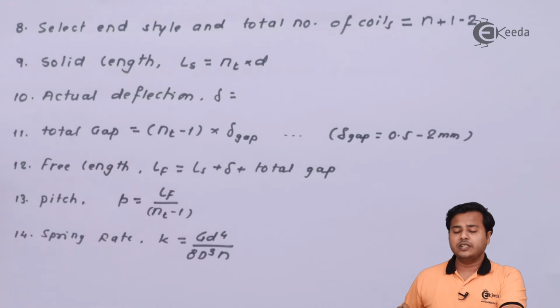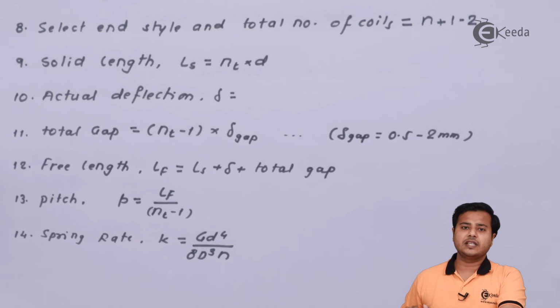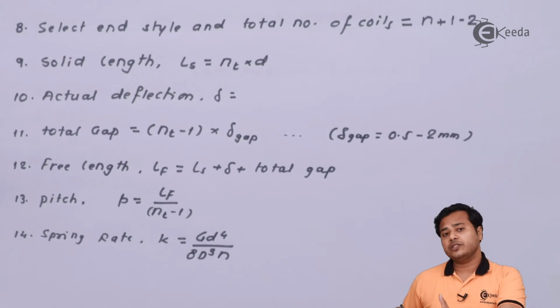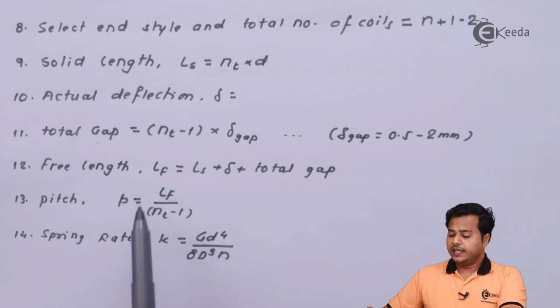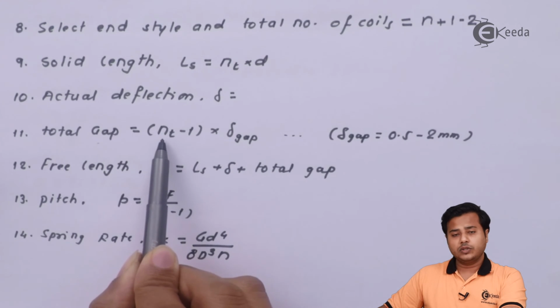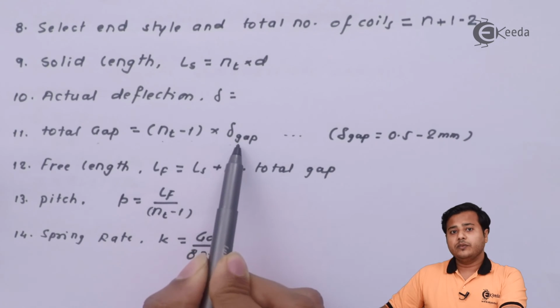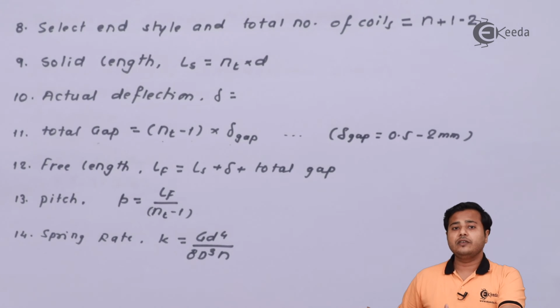The next thing is the actual deflection delta. Using the same formula of delta which we have seen in the previous slide, and based on the newly found values, we can find out the actual deflection that this spring is going to undergo. Then comes the total gap between the coils, which is nothing but the total number of coils minus 1 into the gap between one of them. The gap is generally taken 0.5 to 2 millimeter. The standard value, if it is not provided, we will take the average of that.